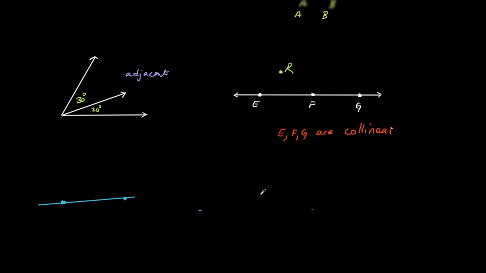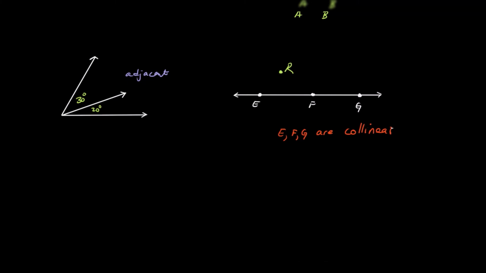But the concept of collinear only applies to more than 2 points, because you have to have 3 points to figure out if they're all together or not. You follow what I'm saying? Because any 2 points will be collinear. R and F will be collinear if I draw a line that goes through them like this. But when we talk about being collinear, we at least have to talk about 3 points, because you can always draw a line between 2 points.